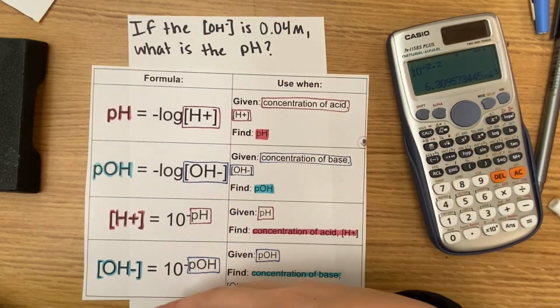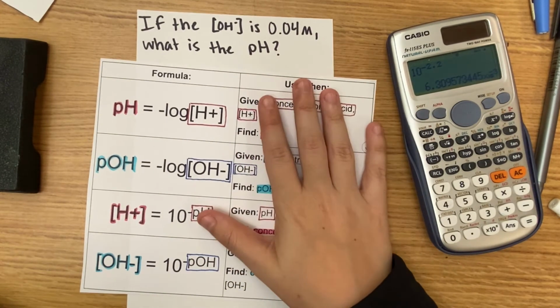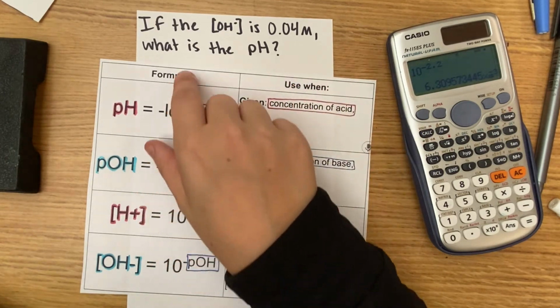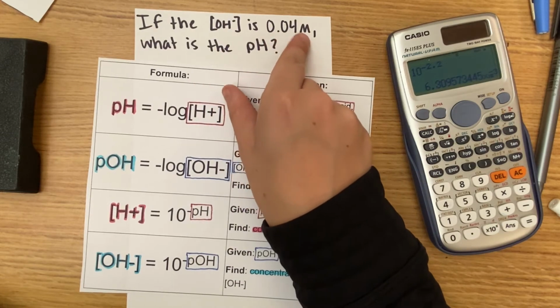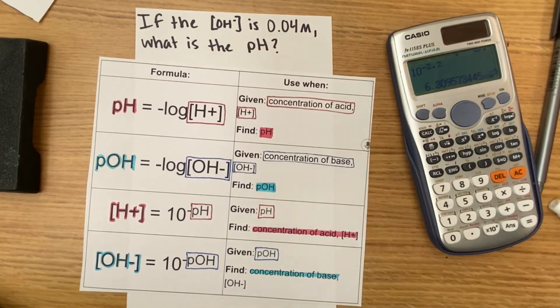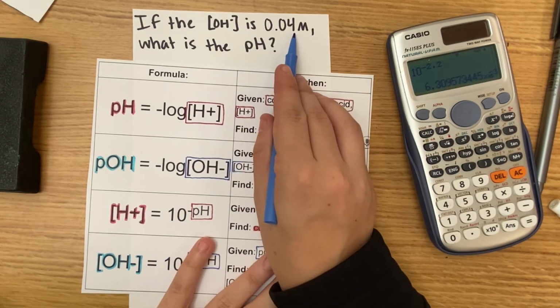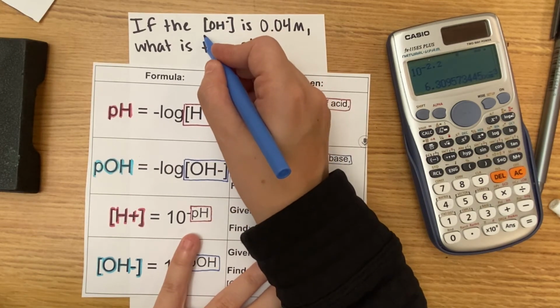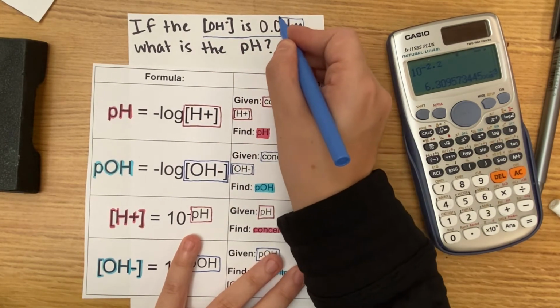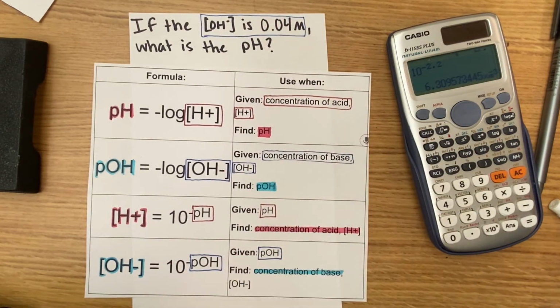So that's all of the formulas, but sometimes we might have to use more than one formula. So let me show you why and how we would do that. So this question says, if the concentration of OH minus is 0.04 molar, what is the pH? Well, we're given a concentration, and what we need to recognize is this is a concentration of a base. OH minus is a base. Okay, so we're given the concentration of a base, and we need to know what is the pH.